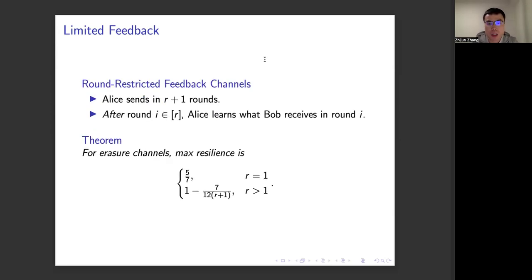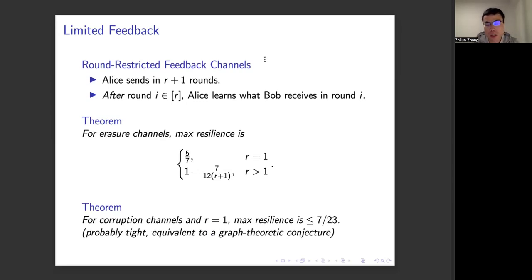The main result of our paper shows that for binary erasure channels, the max resilience is actually 5/7 if there's only one feedback round. And when there are more than one feedback round, the max resilience is 1 minus 7 over 12 times (r plus 1), which converges to 1 inversely in the number of feedback rounds.